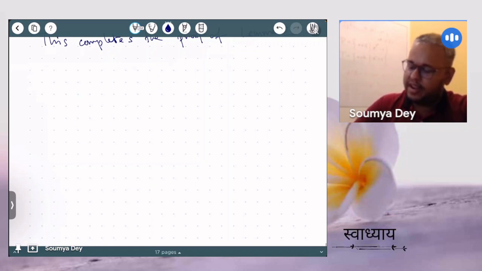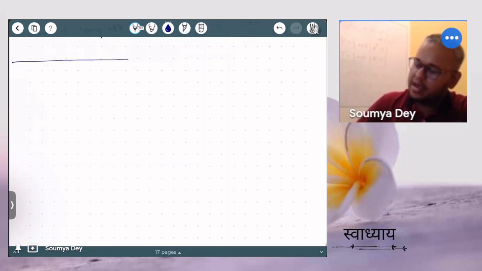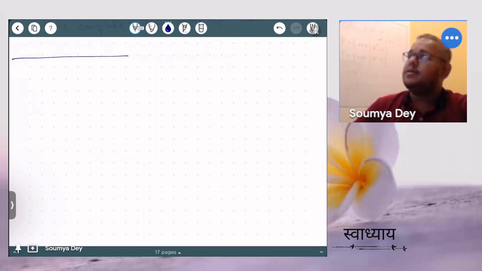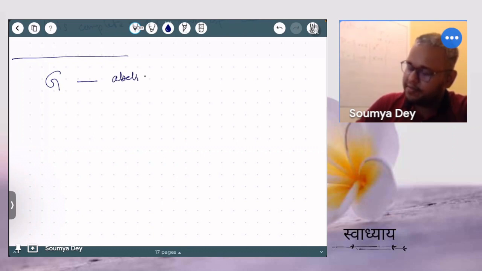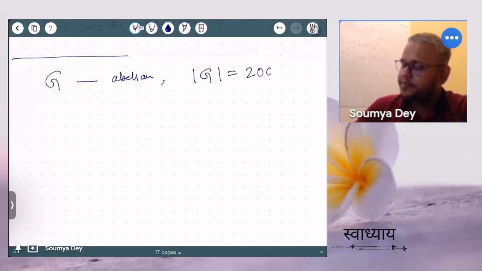So any group which is finite and abelian, let's take some example, okay? Suppose you have a group G which you know is abelian, and suppose the order is equal to 200. Right? So I want to know how many such possibilities there are. How many such abelian groups are there having order 200, say?